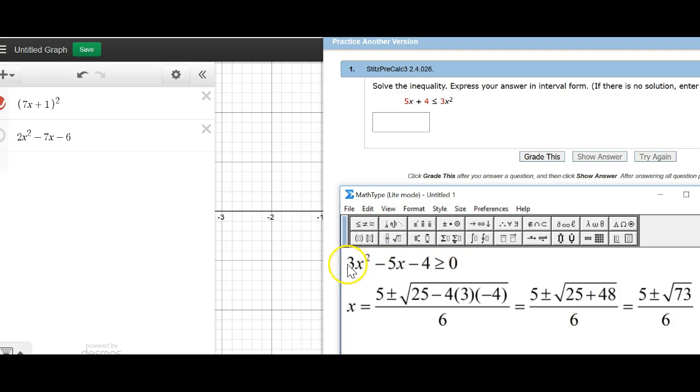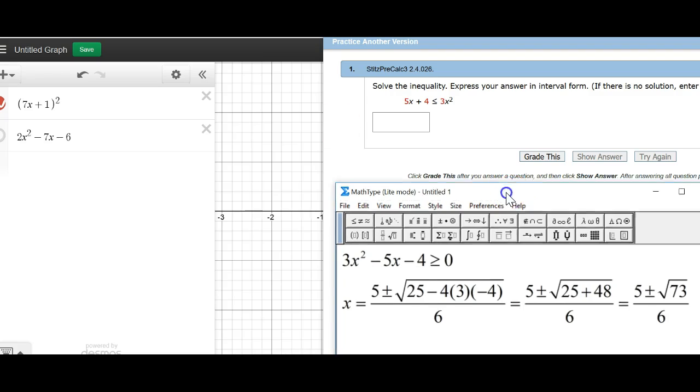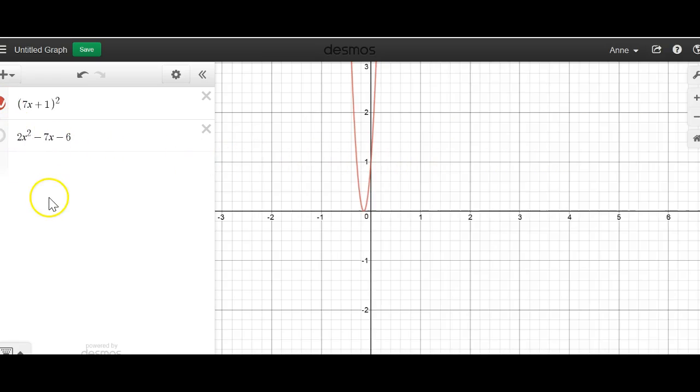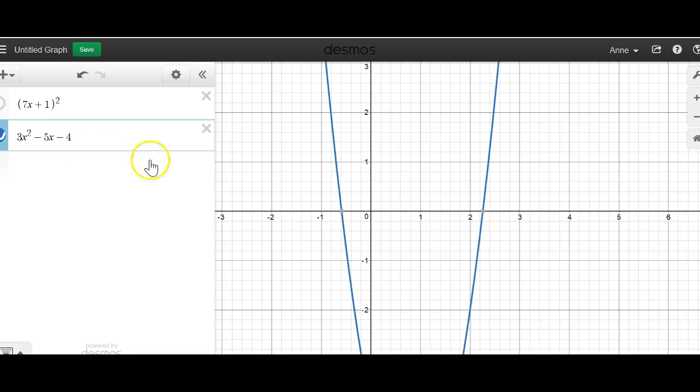So let's think about this. This is a parabola that opens up because the leading coefficient is positive. So where is it going to be greater than 0? To the left and to the right of any x-intercepts. So let's go over here to verify that. So I have 3x squared minus 5x minus 4. I'm going to turn off that old graph and turn on that graph.